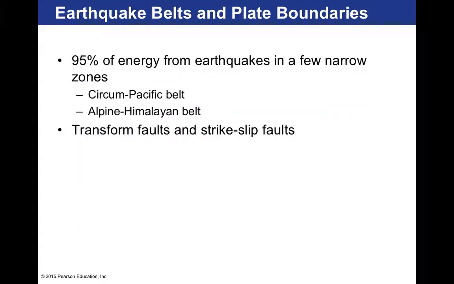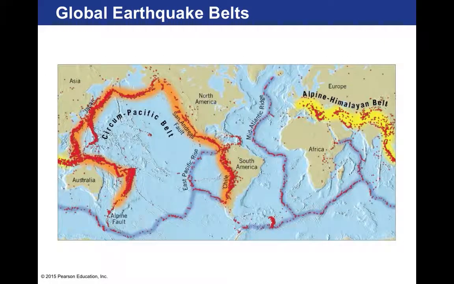All right, so 95% of energy from earthquakes happens in very few spots on Earth. And it's typically where you have oceanic to oceanic boundaries and oceanic to continental boundaries. So it's just where you have plate boundaries on the Earth where typically 95% of your earthquakes occur. So this is just a picture of that.